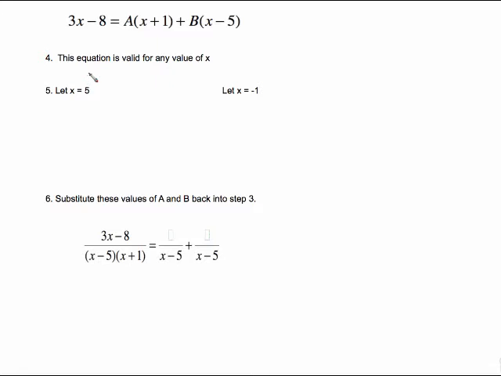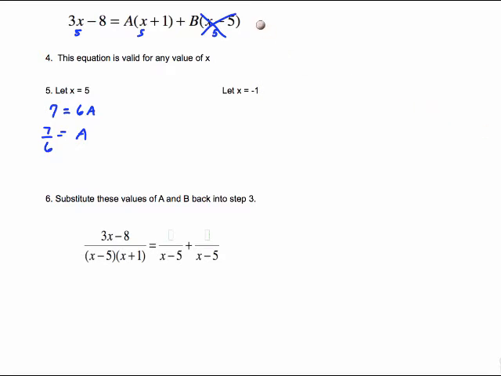To solve this equation for A and B, I need to remember that this equation is valid for any value of x, which means I can pick any value of x I want. So I want to say let x equal 5. The reason I'd like to pick 5 is when I put 5 in here, this goes away. So right away I've gotten rid of one of my variables. If I put 5 in for each of these x's, I'm looking at 3 times 5 is 15, minus 8 is 7. Over on here, 5 plus 1 is 6, times A. And we already said putting 5 over here cancels that out. So I have one variable, A, that I can solve for. So A is 7 over 6.